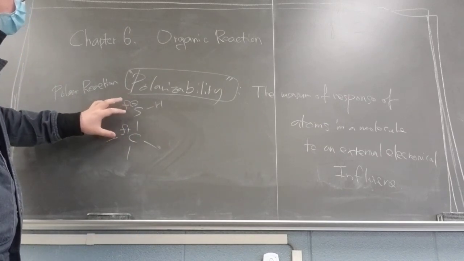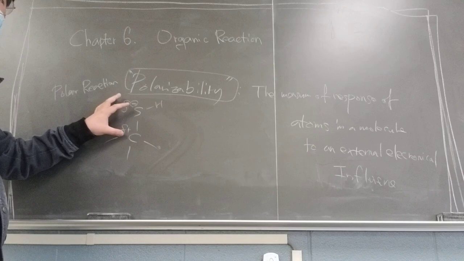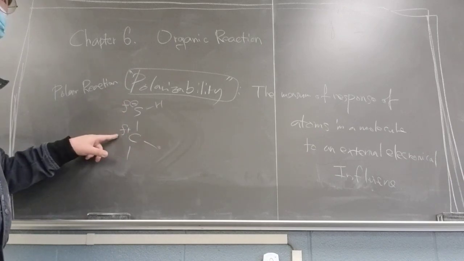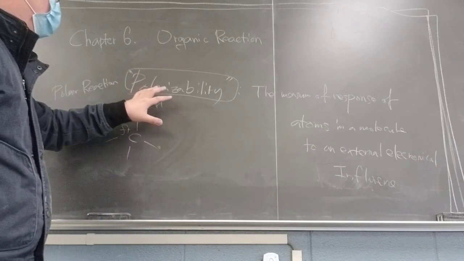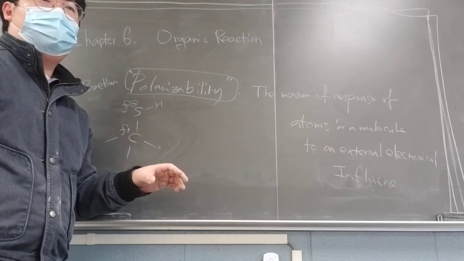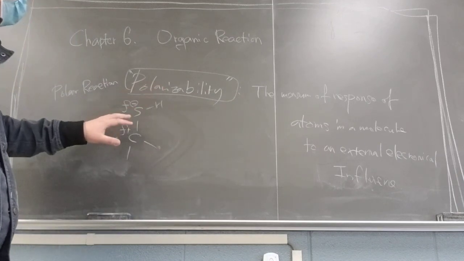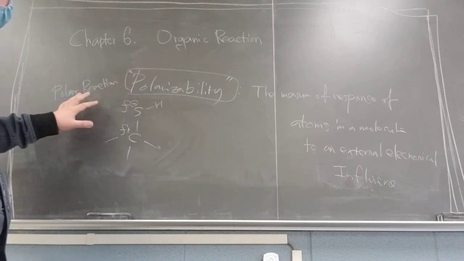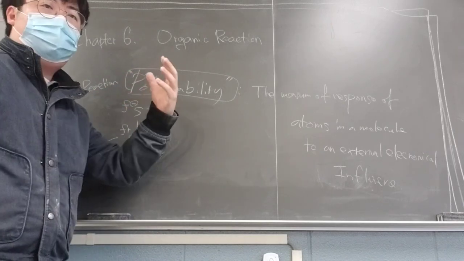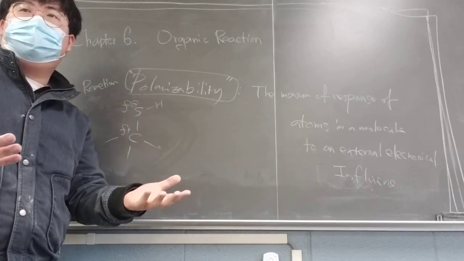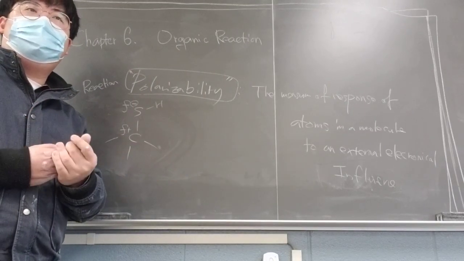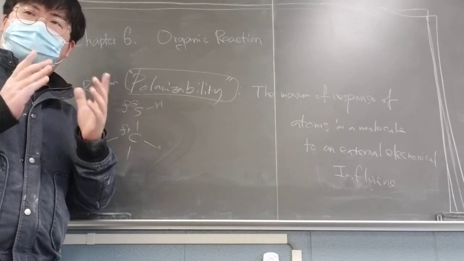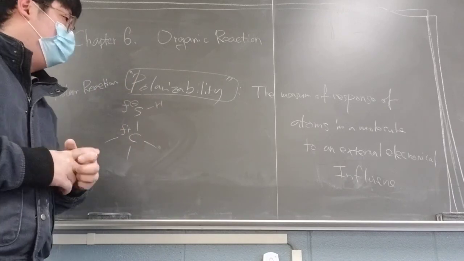That's why it becomes still very slightly polar, negative and positive, because of their own polarizability difference. So this is a good example of polarizability. Not only for when you do the polar reaction, not only for the electronegativity, but you also need to think about the polarizability. Make sense? Kind of makes sense? We good?